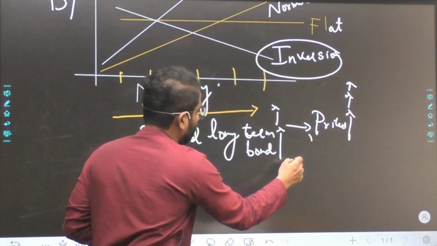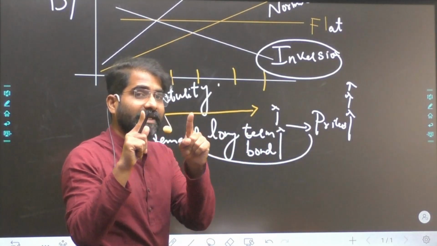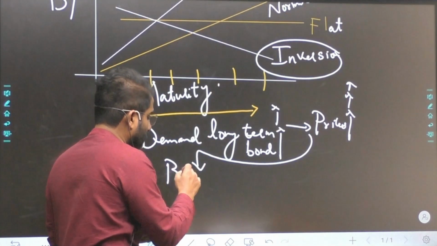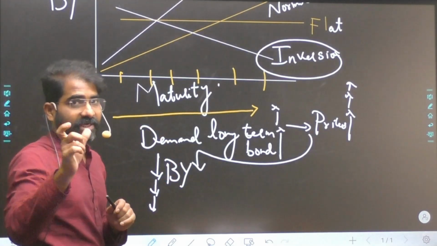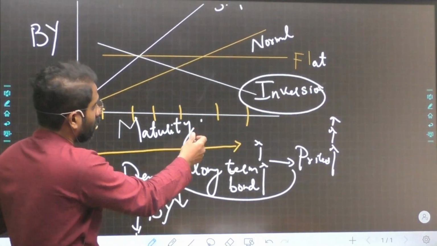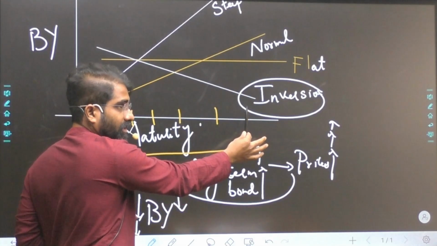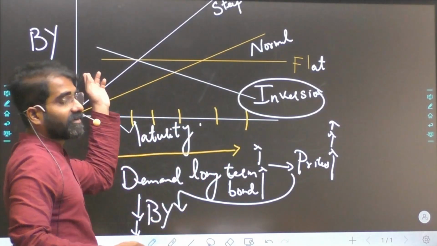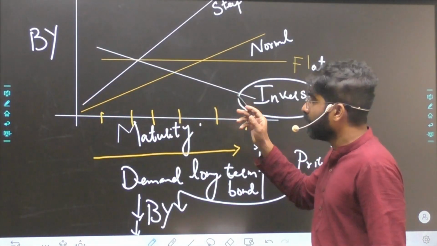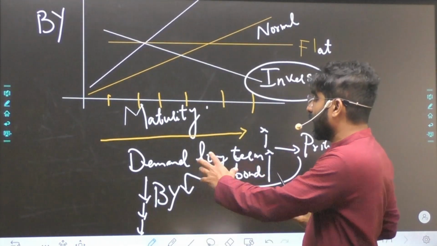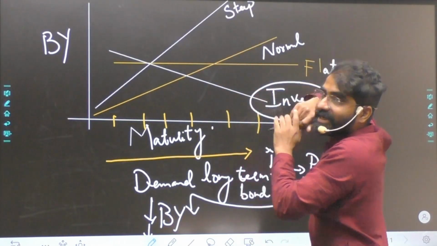If the price of a long-term bond is increasing, remember there is an inverse relationship between bond price and bond yield. So if the prices of long-term bonds are increasing, the bond yields should decrease. That is what we have understood, the inverse relationship. So this is the inversion. Long-term bonds have lesser bond yield. This is the y-axis, lesser bond yield. That is the reason this bond yield inversion, the reverse of normal, is an indicator that the recession is about to come.